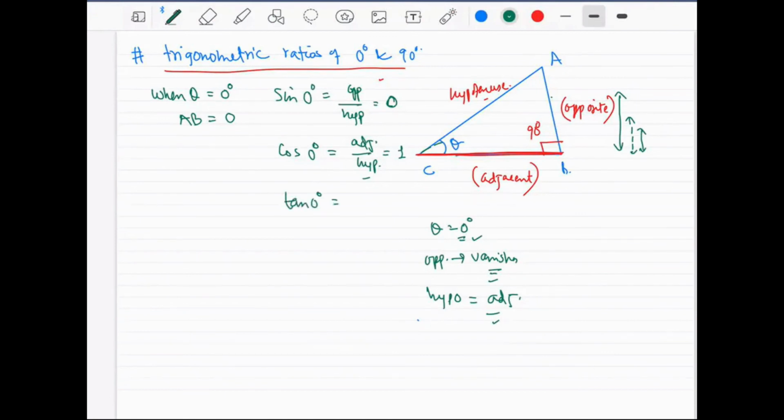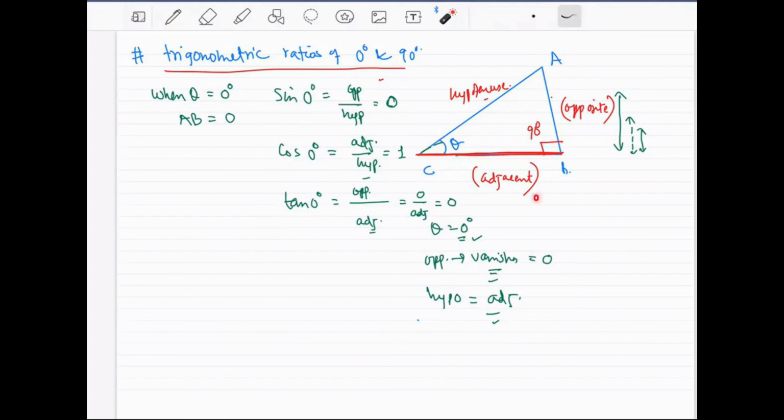The formula for tan is what? TOA: opposite divided by adjacent. How much is the opposite? It vanishes, that means the opposite is equal to 0. Tan 0 degree will be 0 divided by adjacent, and 0 divided by any number is 0. Once you know sine, cos, and tan, the others are very easy. For the others you have to take the reciprocal. We will learn that later on.